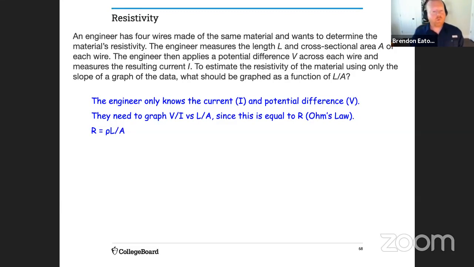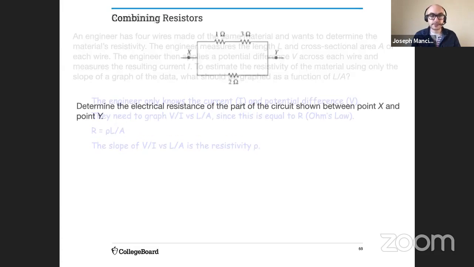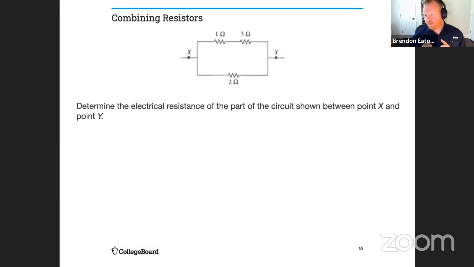So using R is equal to rho L over A, we know that if you're graphing R versus L over A, the slope is the resistivity rho. And that is a great question for preparing for the test in May. You might be asked what quantities you would graph if you wanted to determine something from the slope of that graph. Knowing how to pull that out of an equation is a very important skill, both on the AP Physics exam and in physics in general, giving meaning to an equation and analyzing what that meaning would look like on a graph. Perfect.